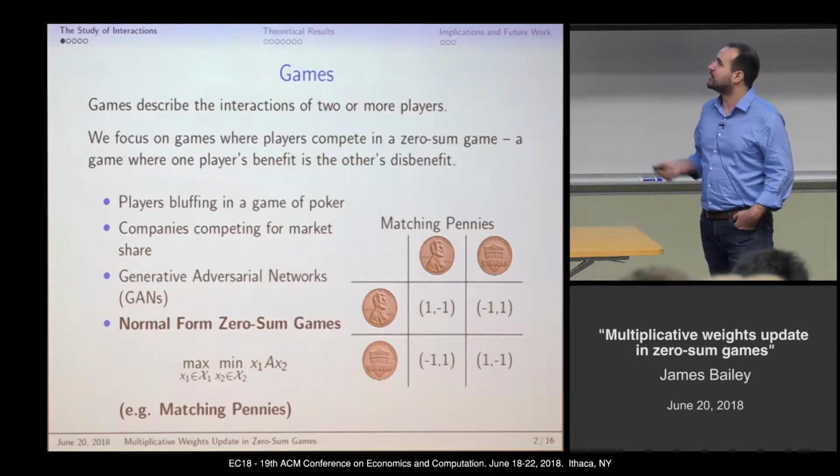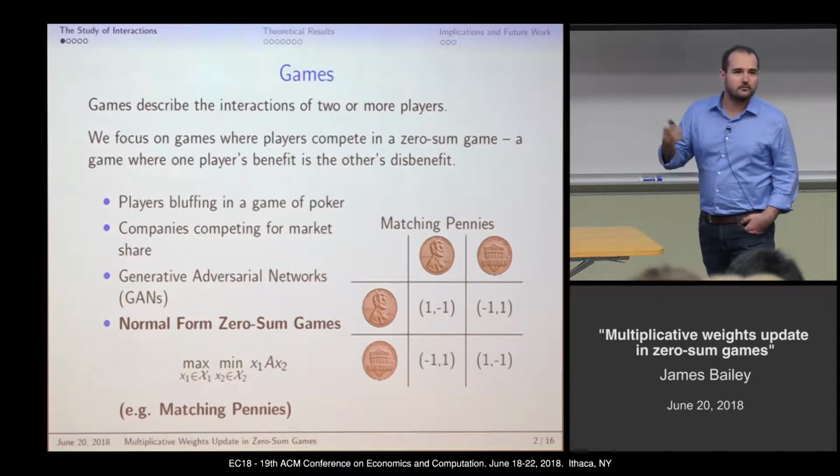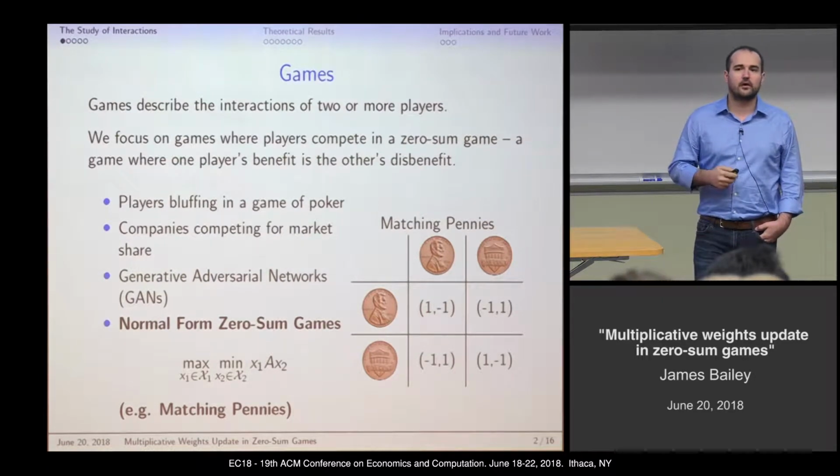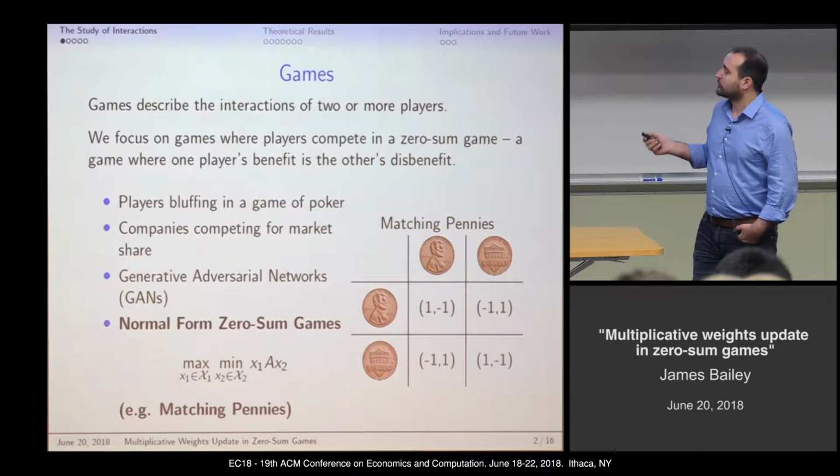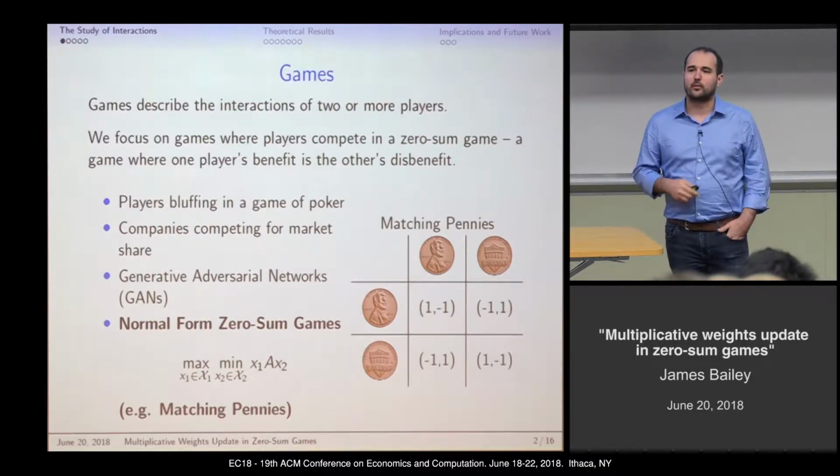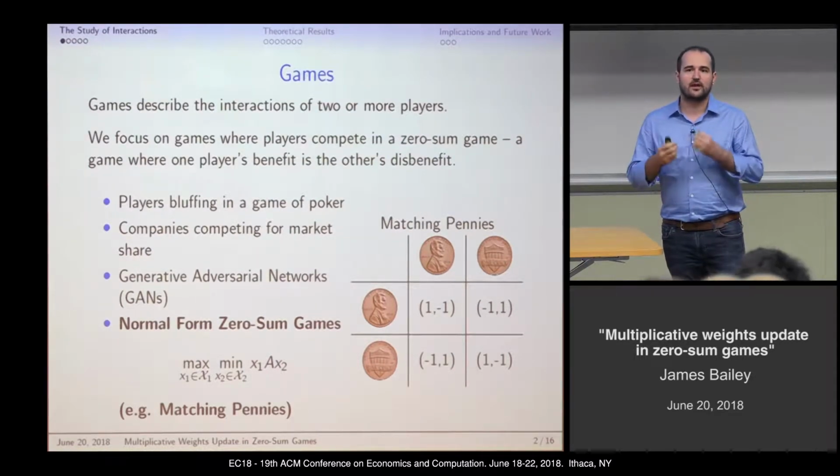For instance, in matching pennies, if both players play heads, the row player gets a payout of 1, he wins the game, and the column player loses the game. If they both play tails, if they match, again, player 1 wins, and player 2 wins whenever they mismatch pennies.